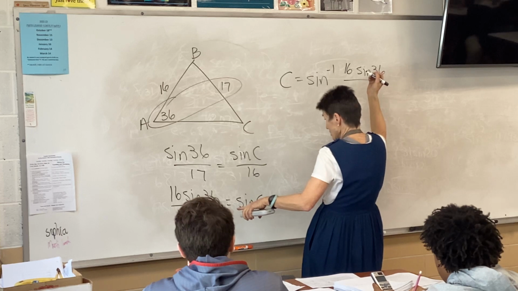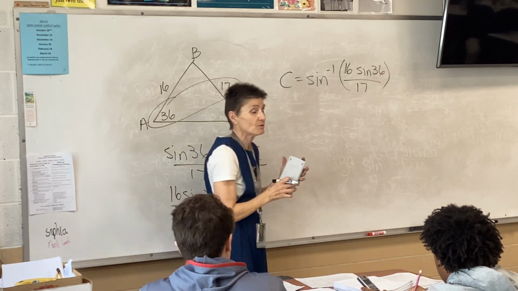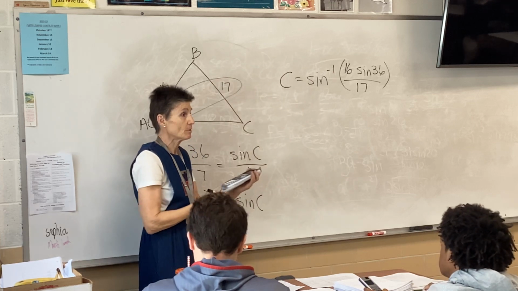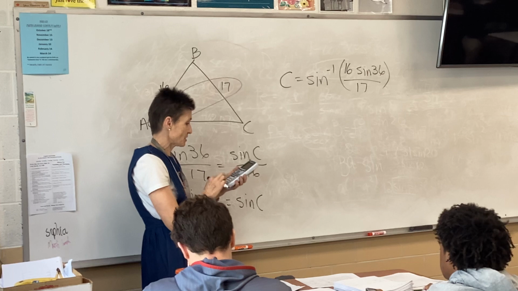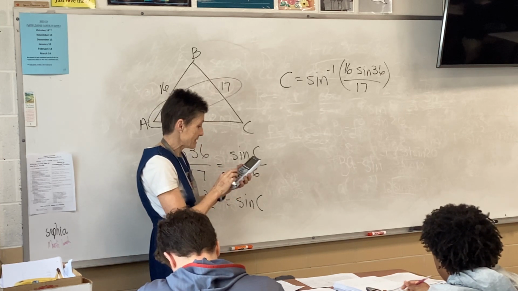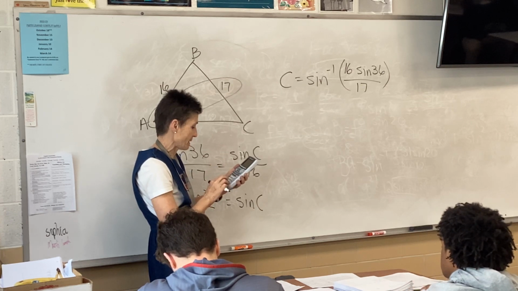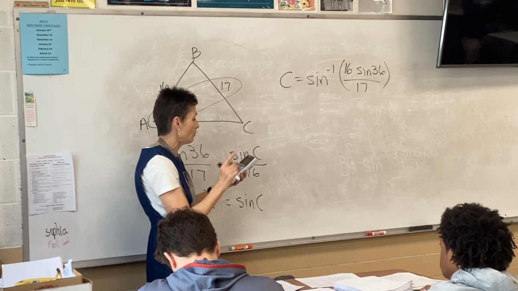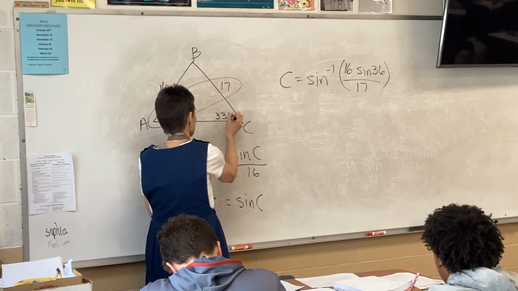One of two things is going to happen. I'm going to get an answer or not when I do that. If it says error, it means there's no triangles possible. It might give me an answer. Second sine 16 sine 36, close those parentheses, divided by 17. Oop, I got an answer. Did you? Did you get 33.6?